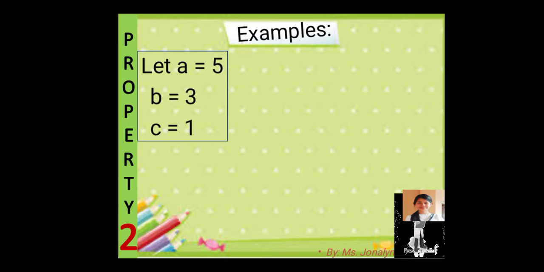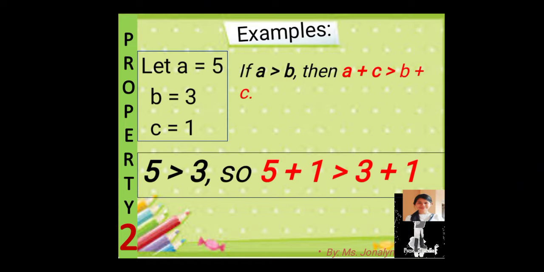Okay, same. We let A is equal to 5, B is equal to 3, C is equal to 1. A is greater than B, so 5 is greater than 3, true. Then A plus C, 5 plus 1, is greater than B plus C, 3 plus 1, true.